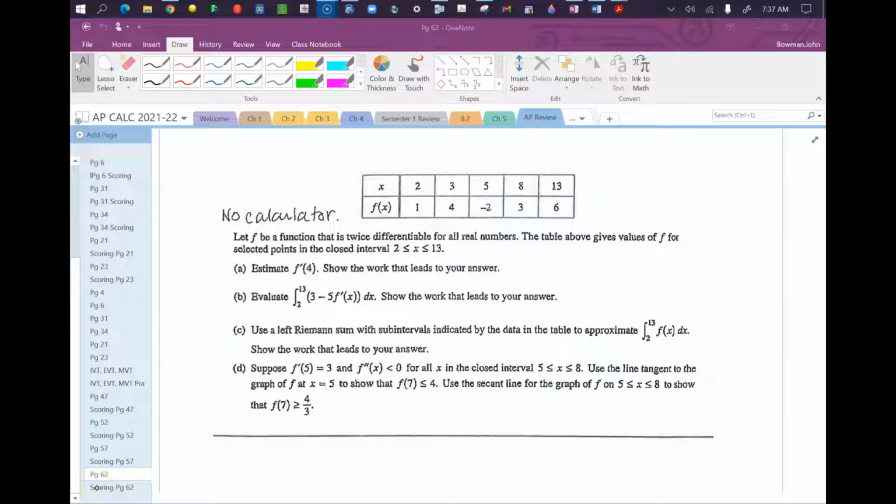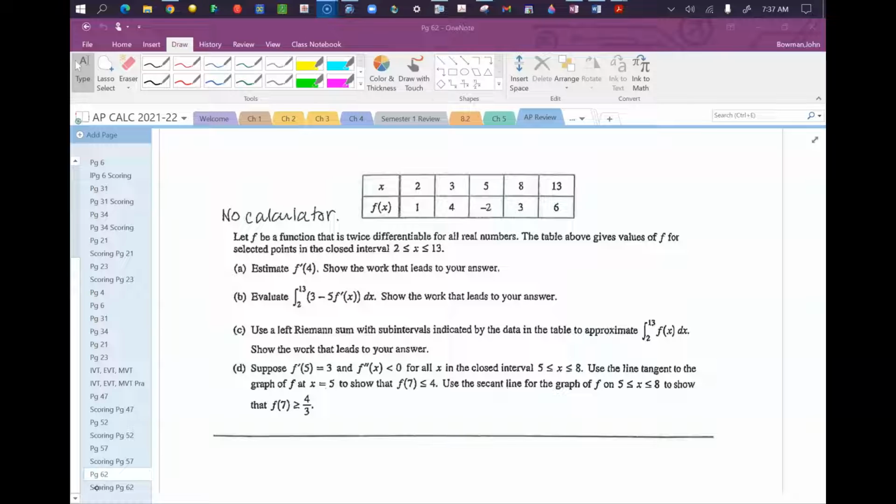This problem is another problem that focuses on Riemann sums, intermediate value theorem, extreme value theorem, mean value theorem. This is a no calculator problem, and our data is given in a tabular form. So let's take a look at this.